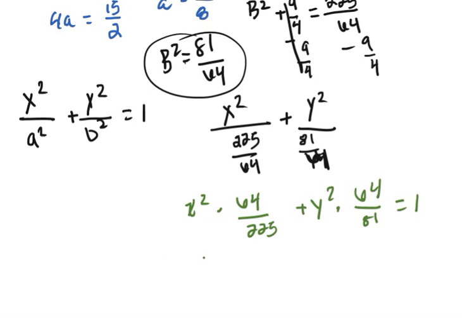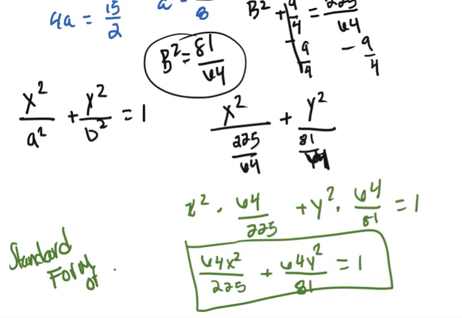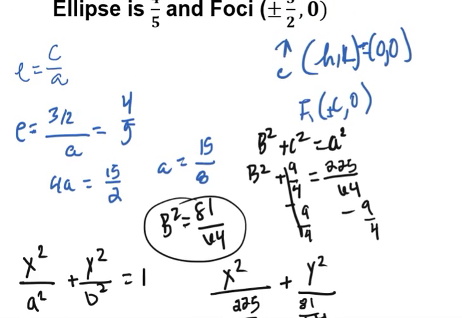And I'll end up with 64x squared divided by 225 plus 64y squared divided by 81, and this is equal to 1. And this is actually in standard form. This would be the standard form of this ellipse here.